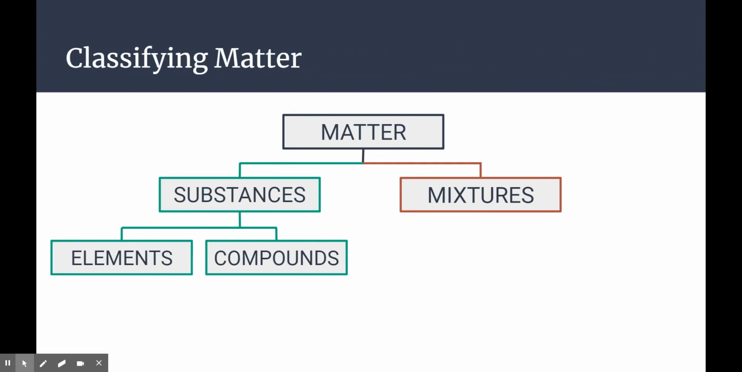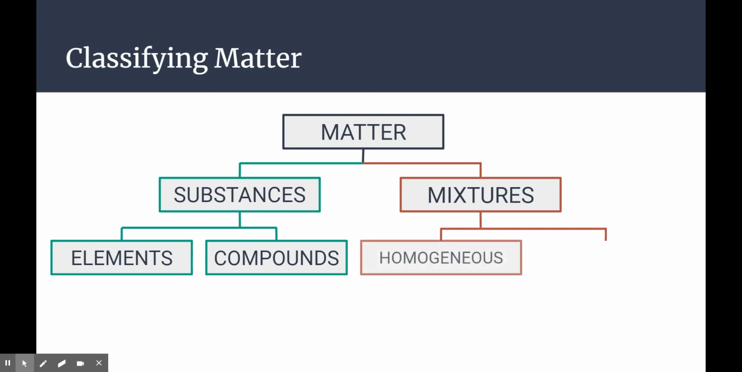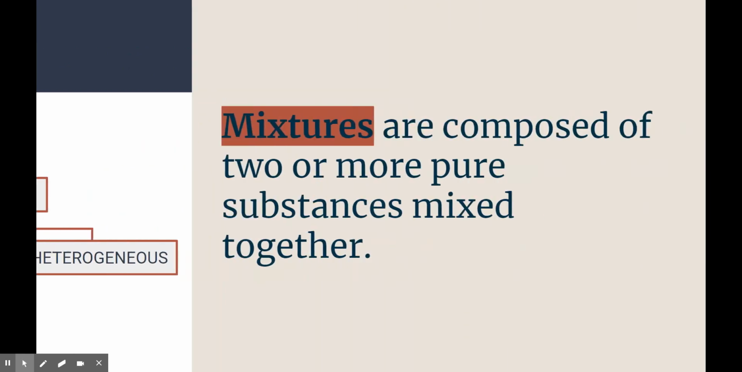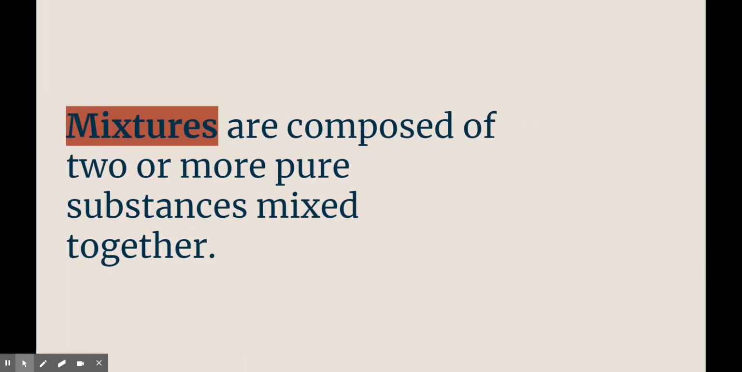So now we're going to get into the 2 different types of mixtures. First, there's what's called homogeneous mixture. Homogeneous. Then there's heterogeneous mixtures. A reminder, mixtures are composed of two or more pure substances mixed together. Now those two substances will keep most of their properties, whether they are physical or chemical properties.